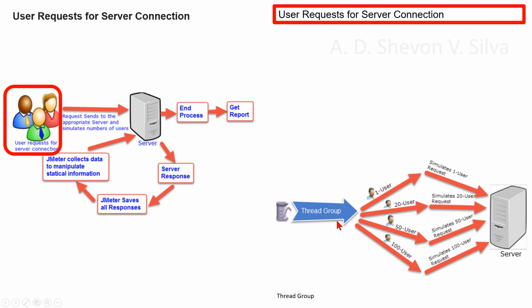Here you can see the thread group. The thread group is connected to the server. One user simulates one user request passed from the thread group to the server. 20 users simulate 20 user requests passed from the thread group to the server. 50 users simulate 50 user requests, and 100 users simulate 100 user requests passed from the thread group to the server.